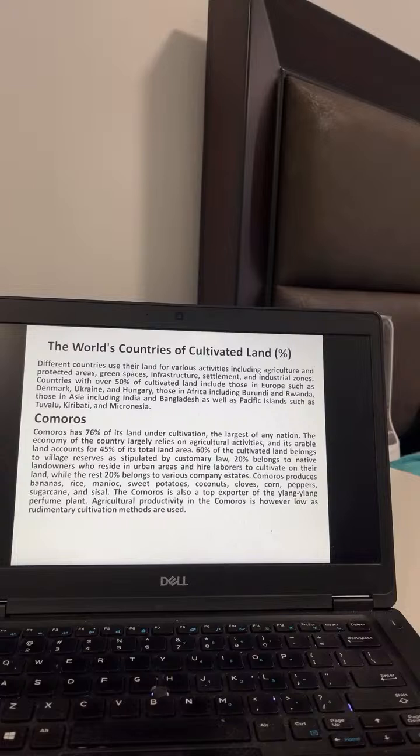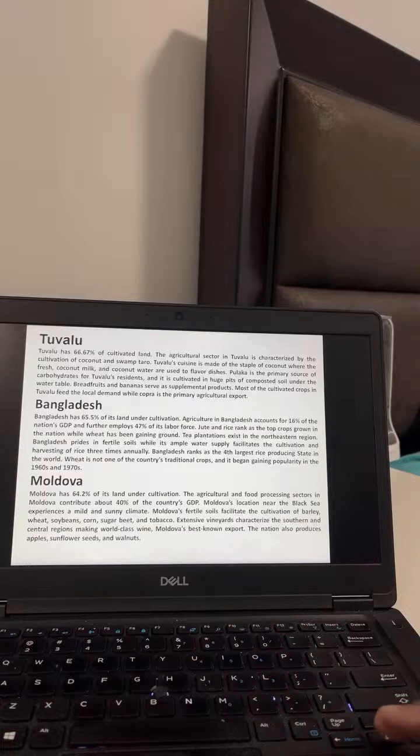Comoros produces bananas, rice, manioc, sweet potatoes, coconuts, cloves, corn, peppers, sugarcane, and sisal. The Comoros is also a top exporter of the ylang-ylang perfume plant. Agricultural productivity in the Comoros is, however, low as rudimentary cultivation methods are used.